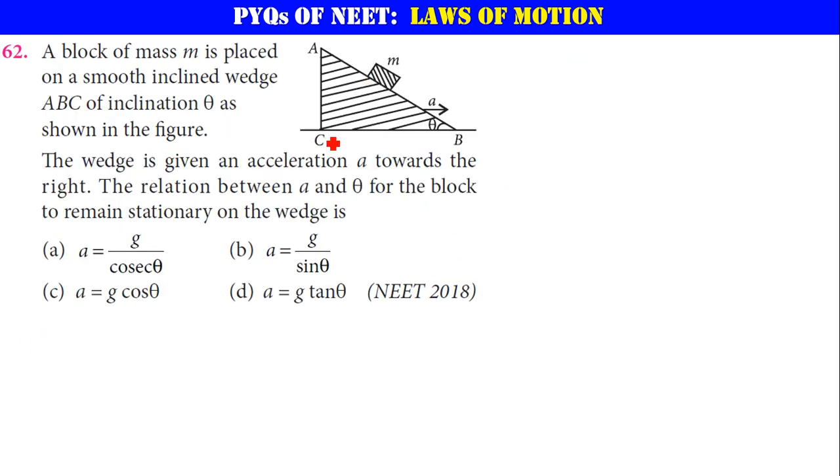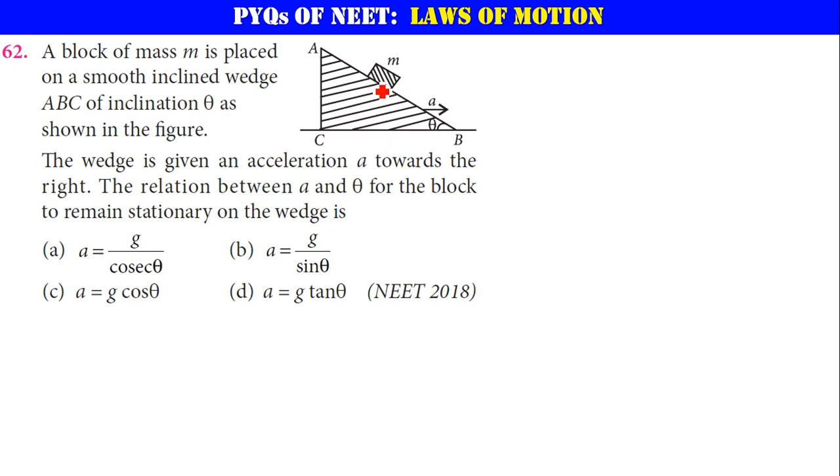Next, wedge block problem. Here a block of mass m is placed on a smooth inclined wedge ABC of inclination theta, as shown in the figure. The wedge is given an acceleration towards the right. What is the relation between a and theta so that the block remains stationary on the wedge? Basically, because of this acceleration, this mass should not be moving. That is the question here. So you have to find out the condition for acceleration in terms of theta. Let us find that out.